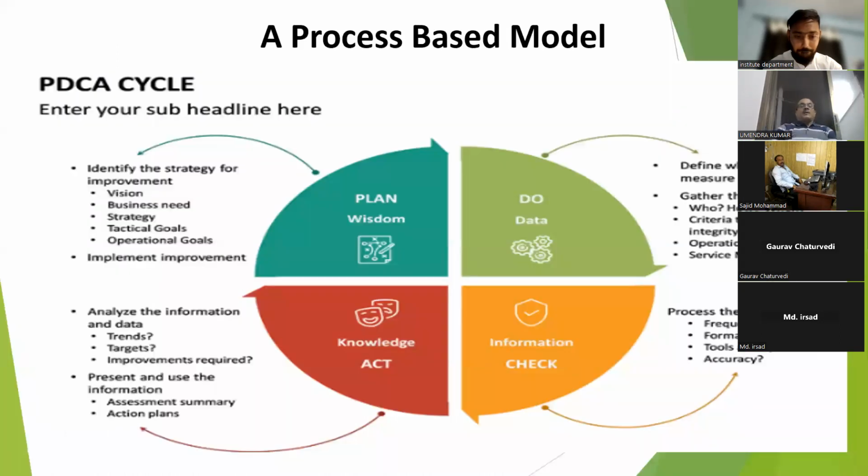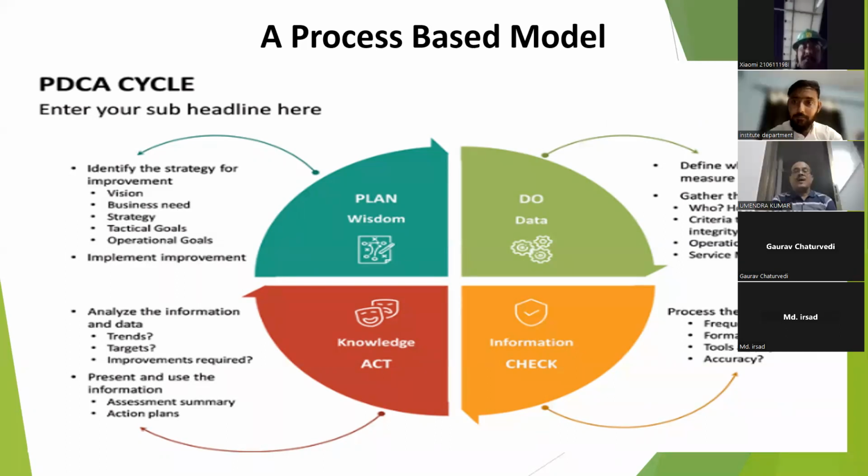Then the whole system comes through the PDCA cycle. PDCA is Plan, Do, Check, Act. This is also applicable to an individual person. When we plan something, we have to do it, and after doing, we have to check whether our plan is right or not. If it is not right, we have to amend the plan and make a robust plan so that we can achieve our goal. This PDCA cycle is very important in all management systems: Plan, Do, Check, Act.